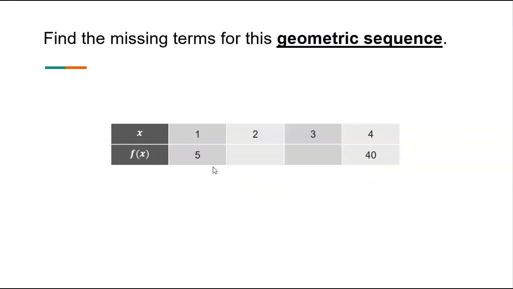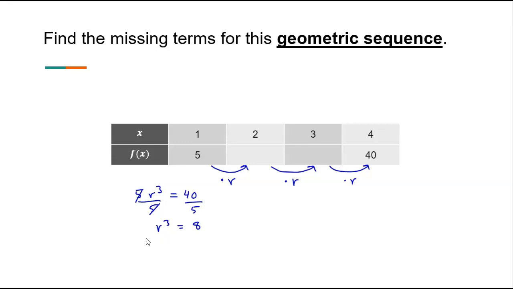Let's find the missing terms for this geometric sequence. Now we have 2 missing terms. We can set this up a similar way. We're going to multiply by R 3 times. We get 5 R cubed this time, right? R times R times R is cubed equals 40. We divide both sides by 5. We get R cubed equals 40 divided by 5 is 8.